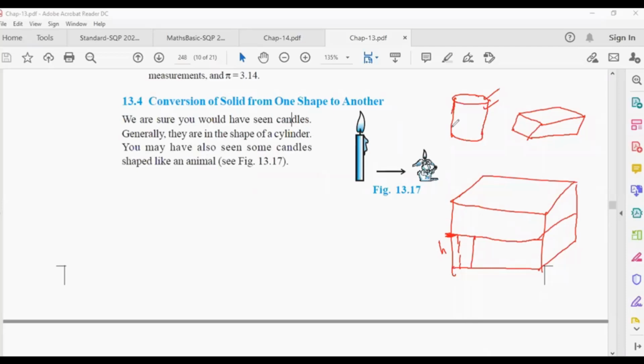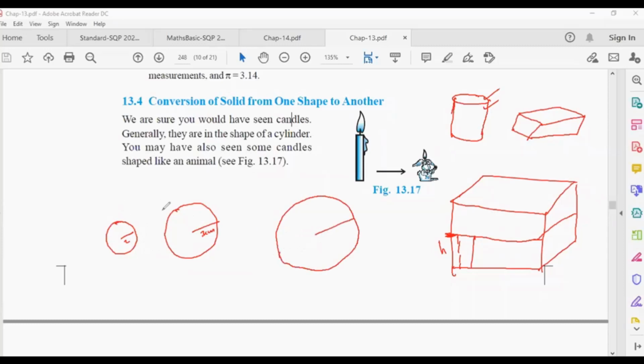So using that concept, there are different questions. One more question, you look. Suppose there are two spheres, one of radius 2 cm, one of radius 3 cm. Suppose they are made with gold or copper or something. If you melt these, they will become liquid, and then you recast into some other sphere of big radius.